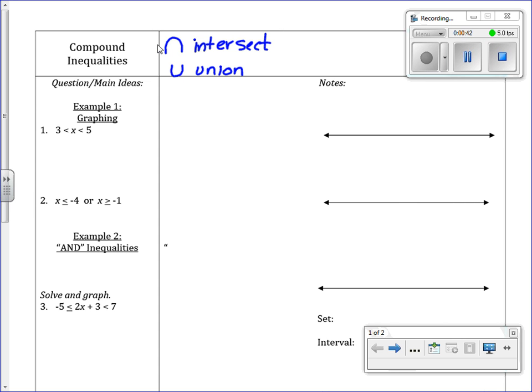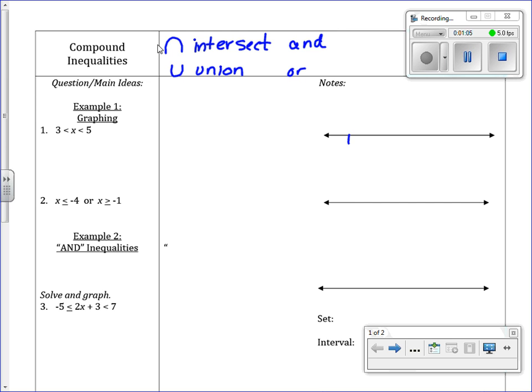Intersect also is used with and statements. Union is used with or statements. And we'll get more into it so you understand what exactly I'm talking about. So first of all, we have this first example. It says 3 is less than x is less than 5. So let's go ahead and graph that.